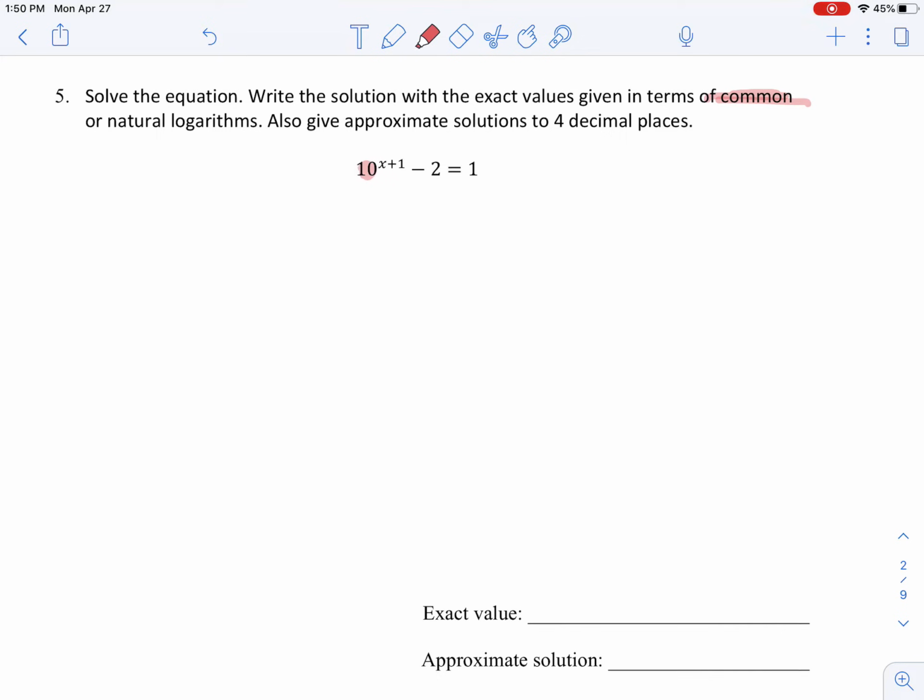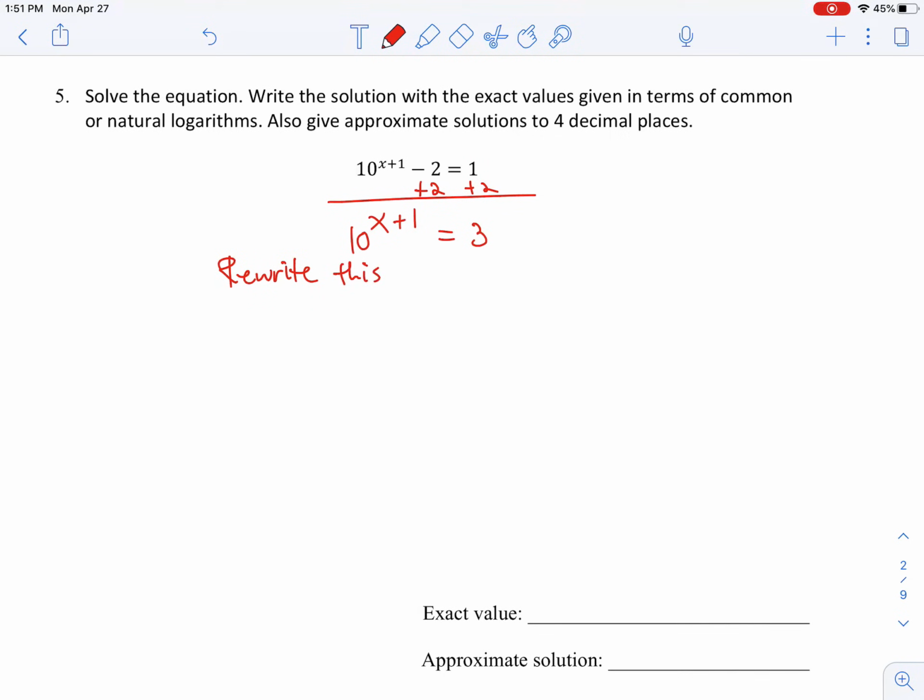Why? Look at the base. Base is 10. If the base is 10, the answer just looks nicer with common log because common log has base 10. If the base is e, then I suggest taking natural log. But it's not wrong if you do the other way around. It's okay. It will just not be as simple. But let's first go ahead and simplify this equation so that we have 10 to the x plus first power equals 3. And then we're ready to rewrite this.